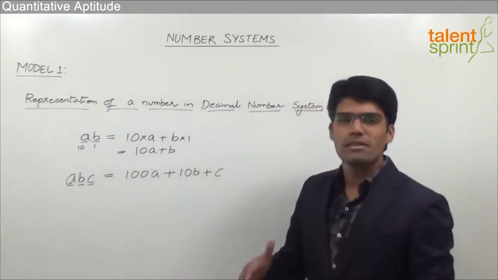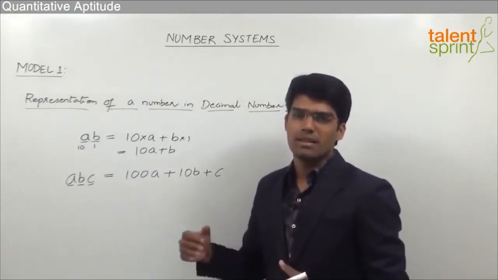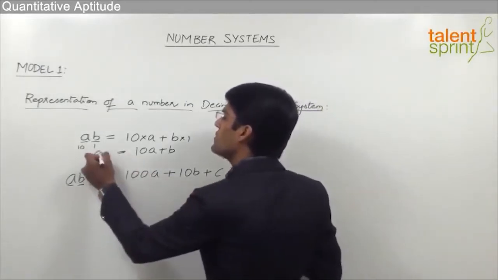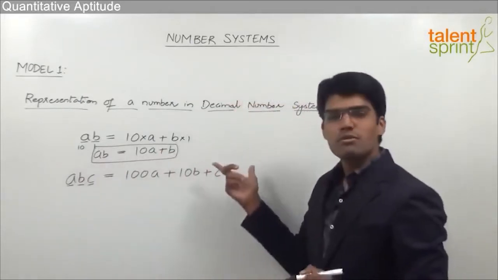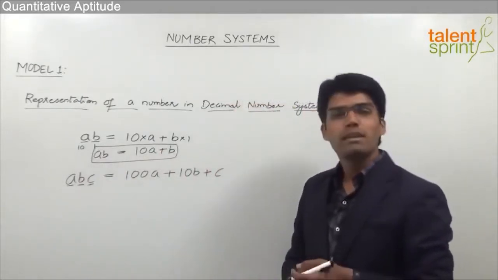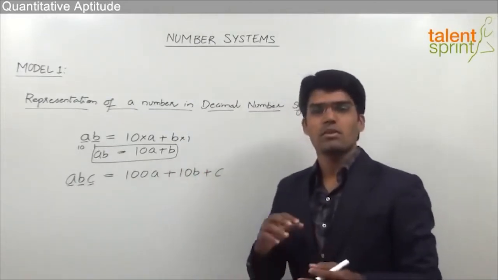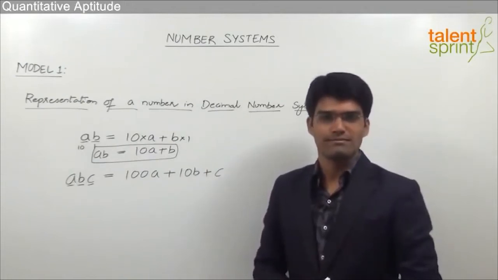Likewise, if there is a four-digit number, it can be taken as 1000A plus 100B plus 10C plus D and so on. So remember that any two-digit number AB should always be taken as 10A plus B, and a three-digit number should be taken as 100A plus 10B plus C. So with the help of this point, let us see how we can solve the questions related to interchanging of digits of the given number.